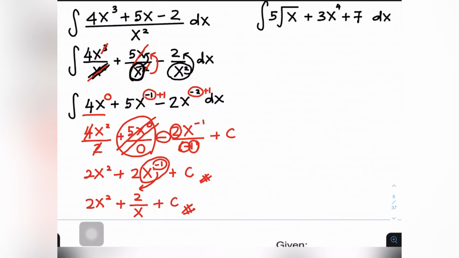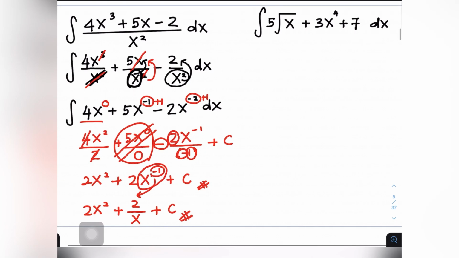So let's see one more equation here. You want to integrate 5 square root of x plus 3x to the power of 4 plus 7 with respect to x. Okay, class.